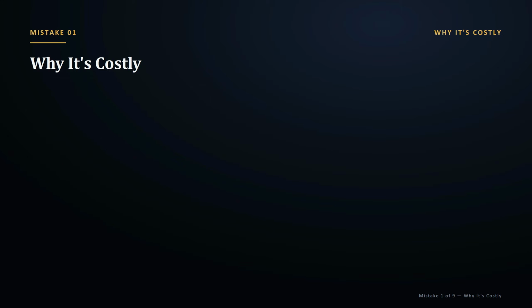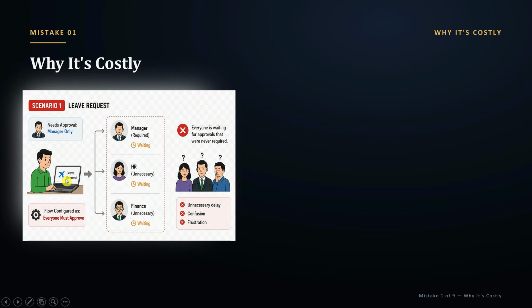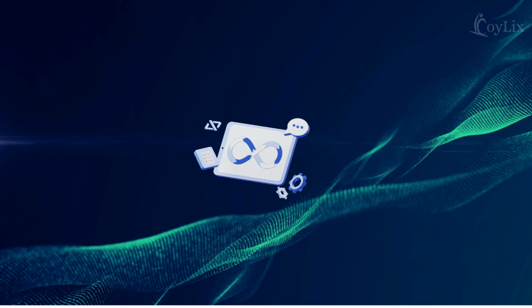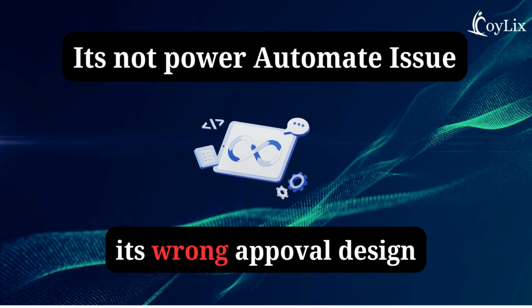Let's take a simple example. A leave request only needs approval from the manager, but the flow is configured for everyone must approve. Now HR gets the request, finance gets the request, everyone is waiting for approvals that were never required. Now imagine the opposite. A purchase request needs an approval from HR, finance and IT, but the flow uses first to respond. HR clicks approve and the request moves forward without finance or IT ever reviewing it. That's not a Power Automate issue, it's the wrong approval design.